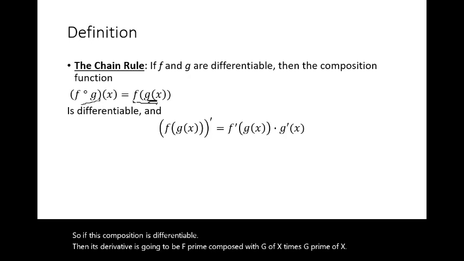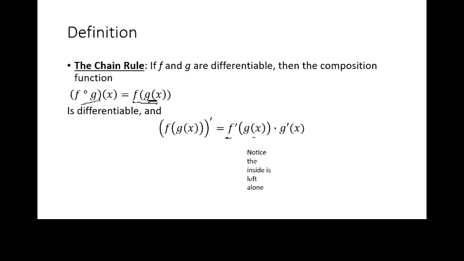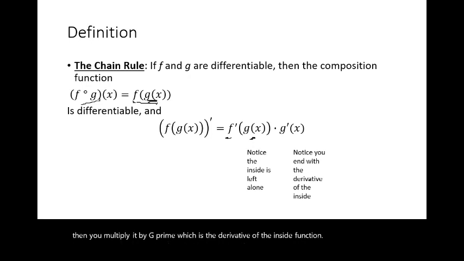So we're going to break this down one piece at a time. So f prime, you start with the derivative of the outside. And notice you are composing it with the inside left completely alone. Remember, like peeling an onion, you peel away one layer at a time, you derive one layer at a time. So you start with the derivative of the outside composed with the inside left alone. Then you multiply it by g prime, which is the derivative of the inside function. So the chain rule is going to be the derivative of the outside composed with the inside left alone times the derivative of the inside function.